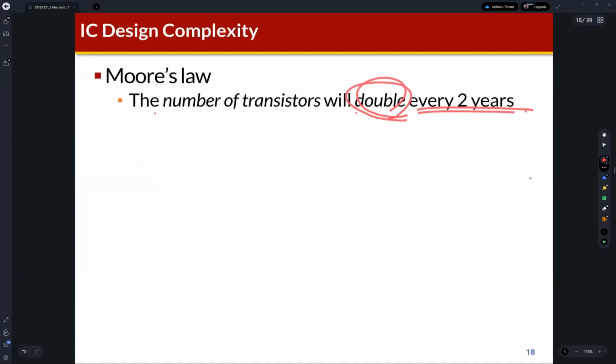Is it because every 2 years, the number of transistors increased exponentially? It's a very huge increase in the real world, right?